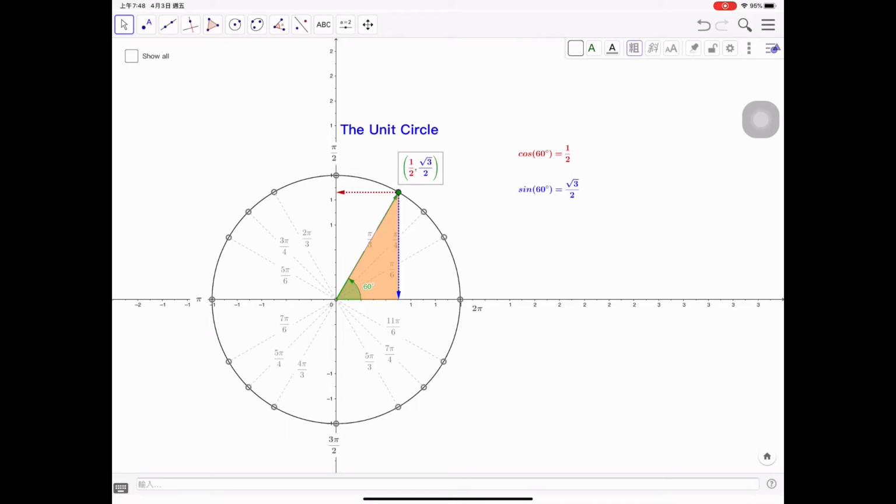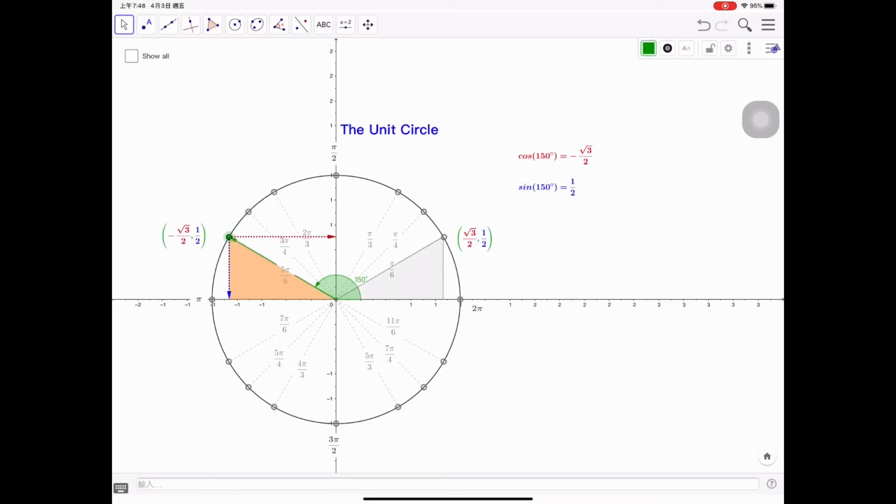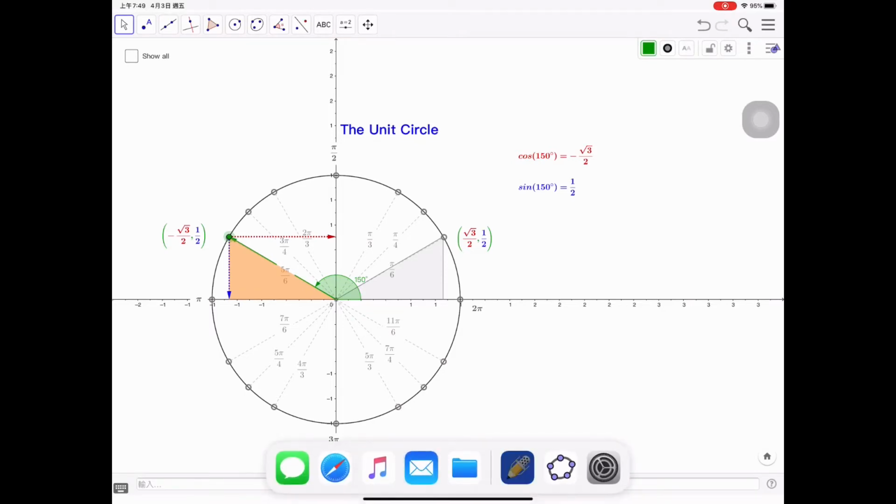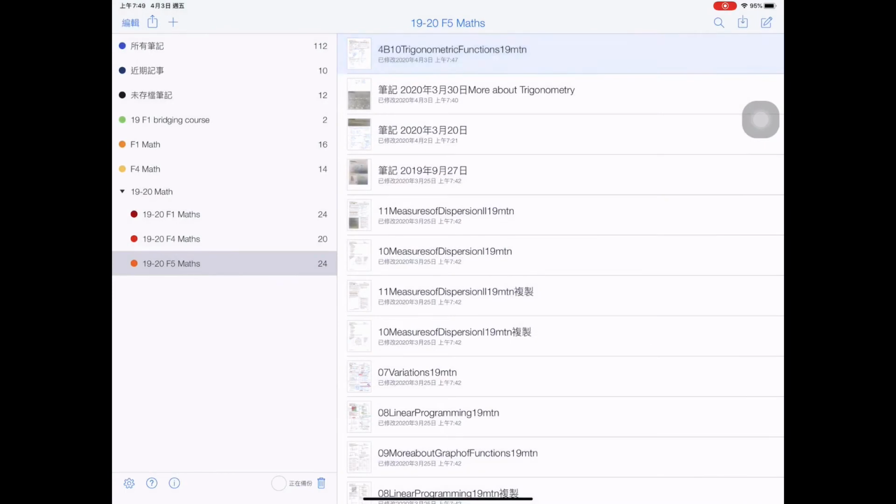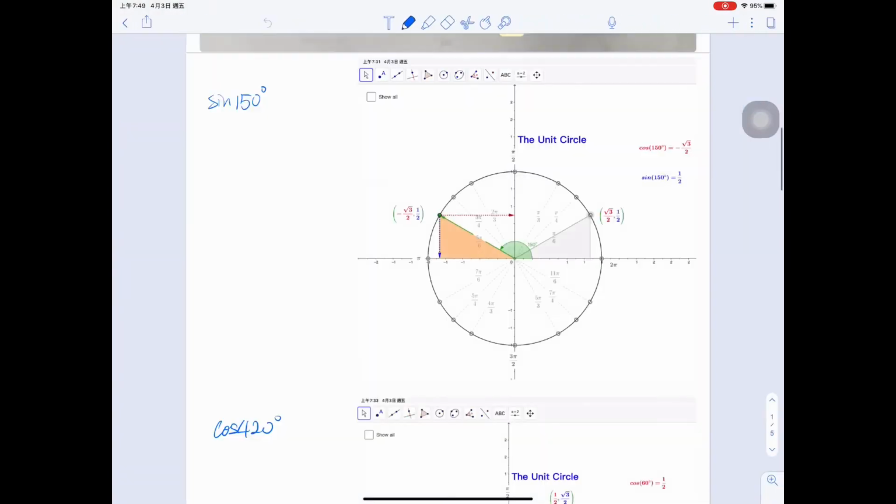Then if the angle is greater than 90 degrees, what happens? For example, here, 150 degrees. Then where's the reference angle? Yeah, correct. You count it from the orange triangle. So let's see about this.